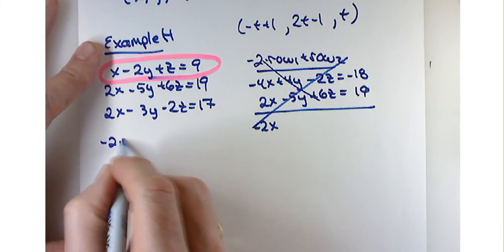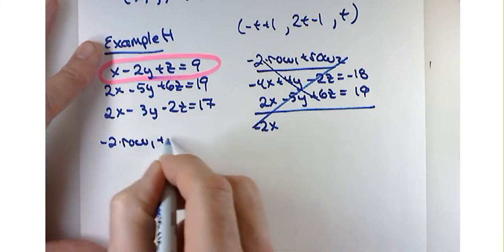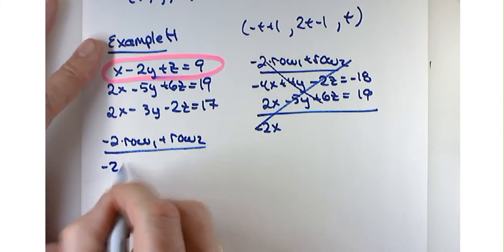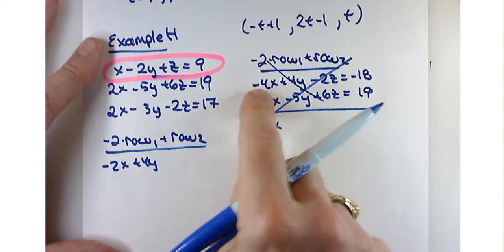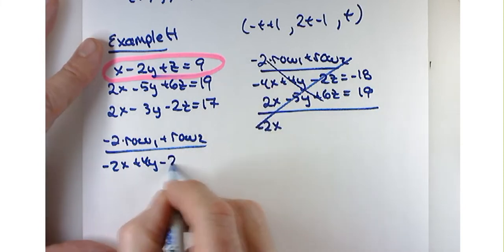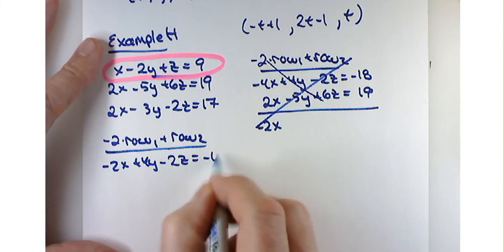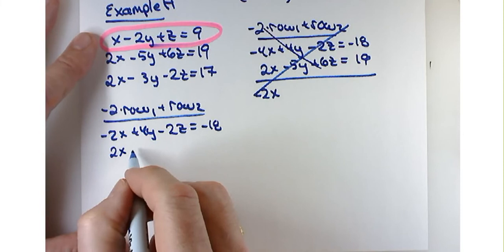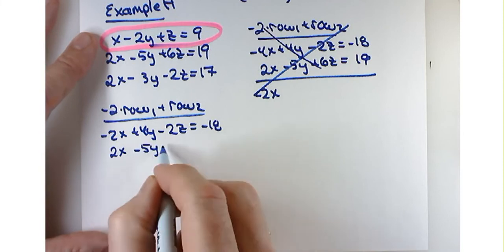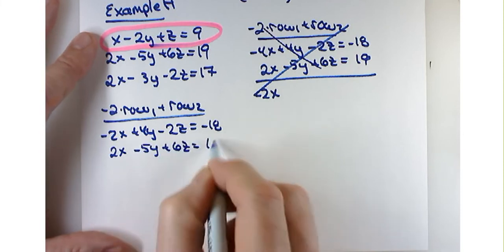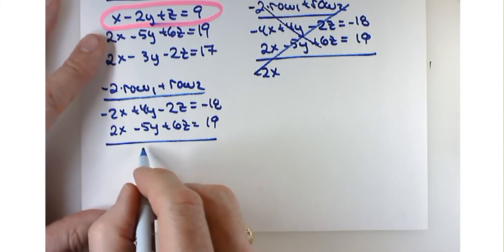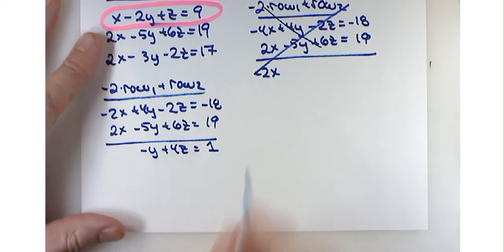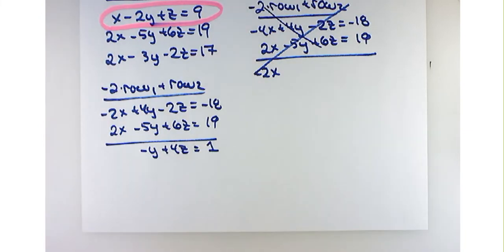-2 times row 1 added to row 2 should be -2x plus 4y minus 2z equals -18. I was just off here. Sorry about that. Added to 2x minus 5y plus 6z equals 19. Overall, I end up with -y plus 4z equals 1. Just leave that part there.